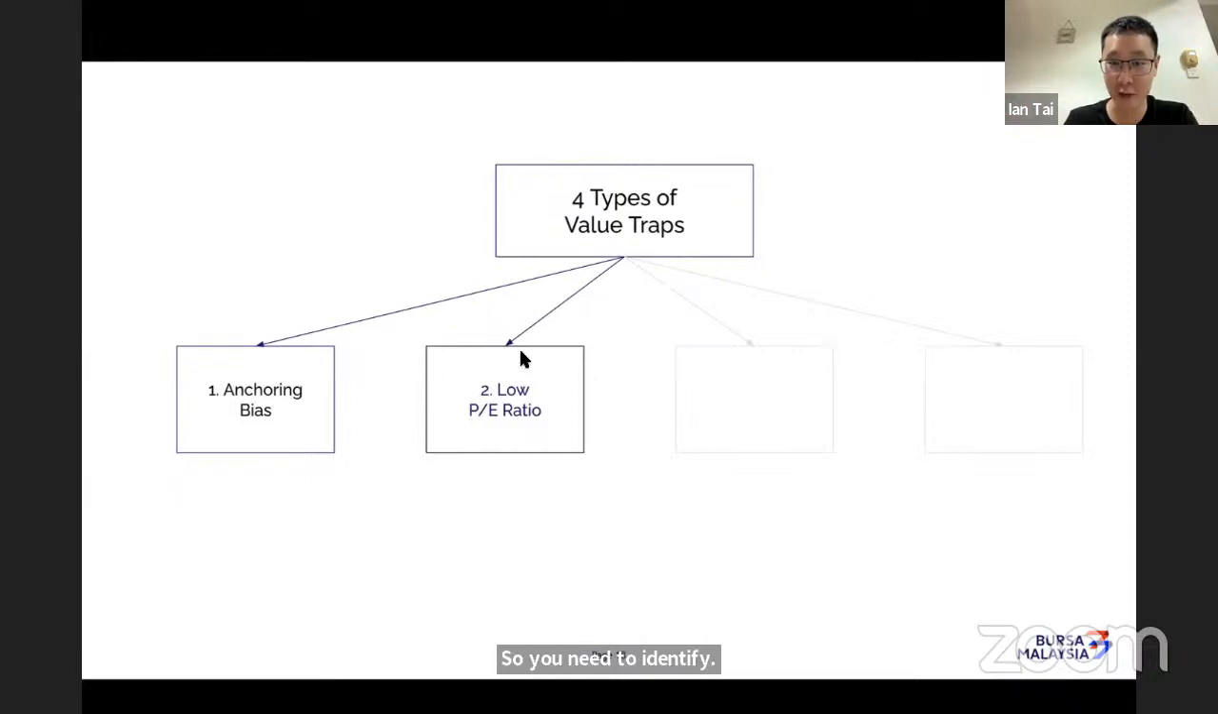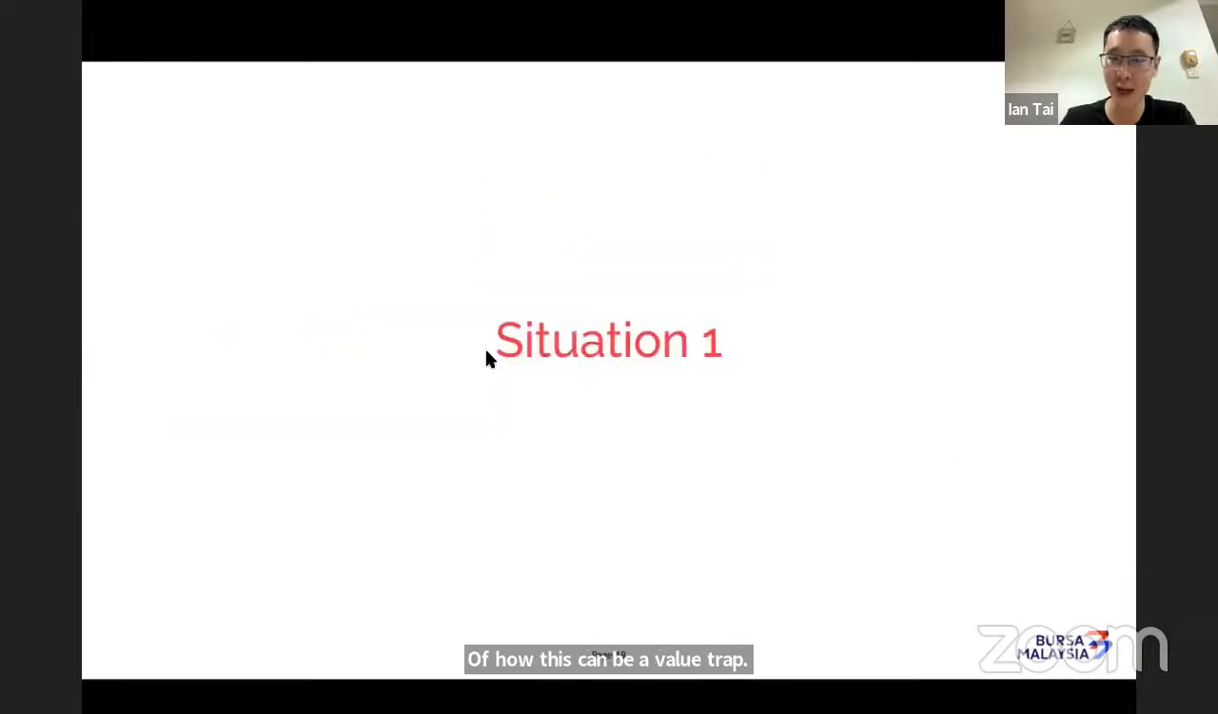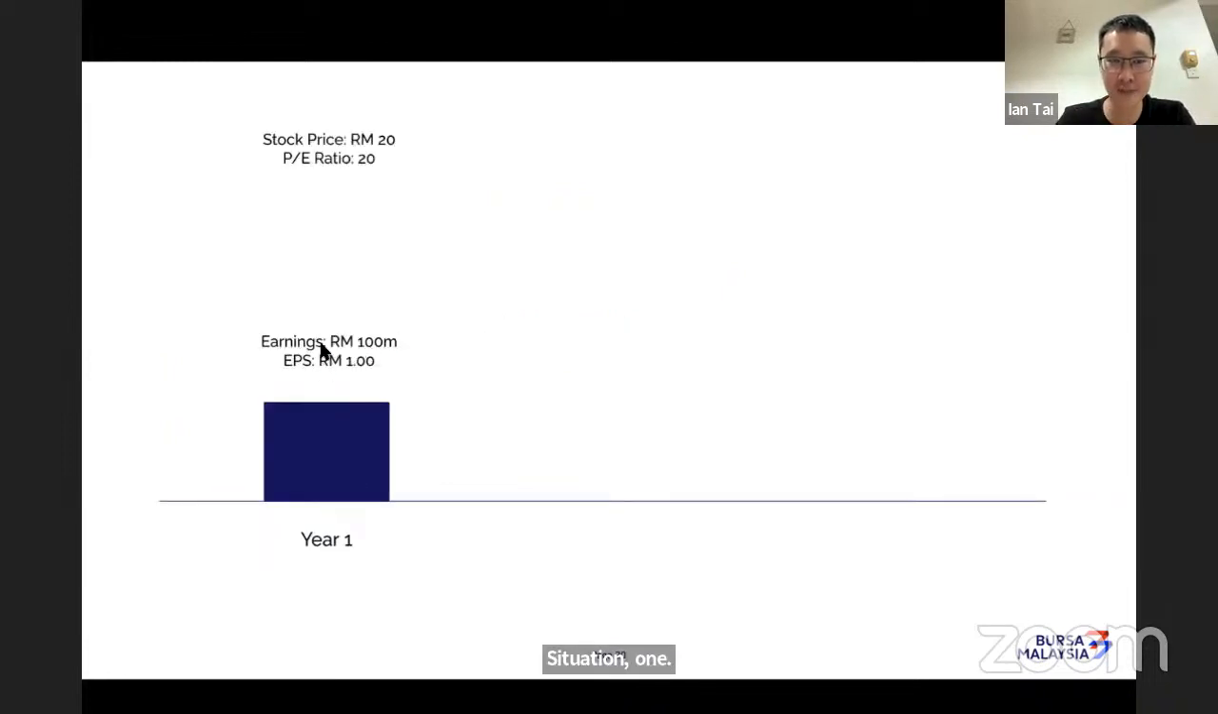Now, I'm going to share with you 3 scenarios of how this can be a value trap. Let's take a look. Situation 1. Now, let's say we look at the stock. The first thing that we look at is this. We study the company's financials, and we know that at year 1, this company has earned 100 million ringgit. Based on 100 million shares, its earnings per share is 1 ringgit. The stock price at year 1 is 20. So 20 divided by 1, you get a PE ratio of 20.